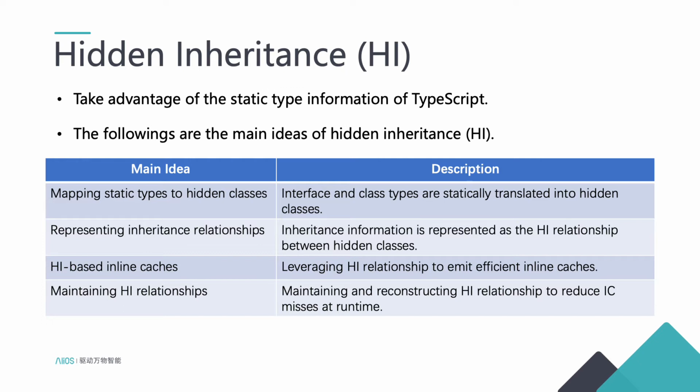Among these 4 ideas, the key is to represent the inheritance relationship of classes and interfaces with a so-called hidden inheritance relationship, and then generate efficient inline caches based on this relationship.